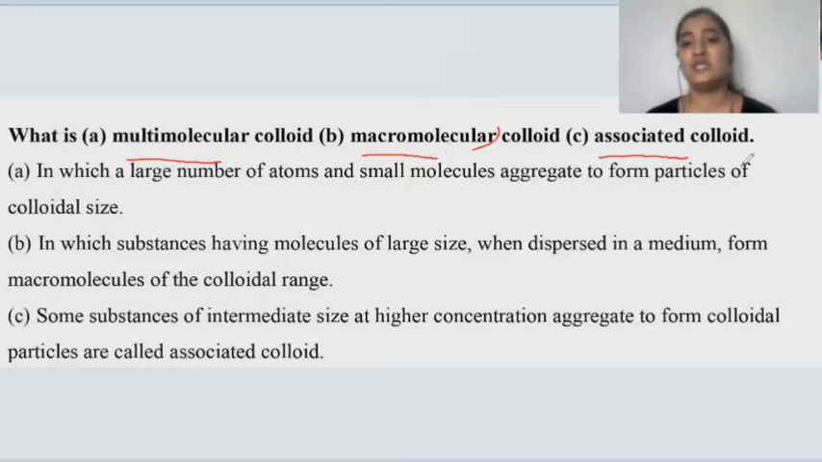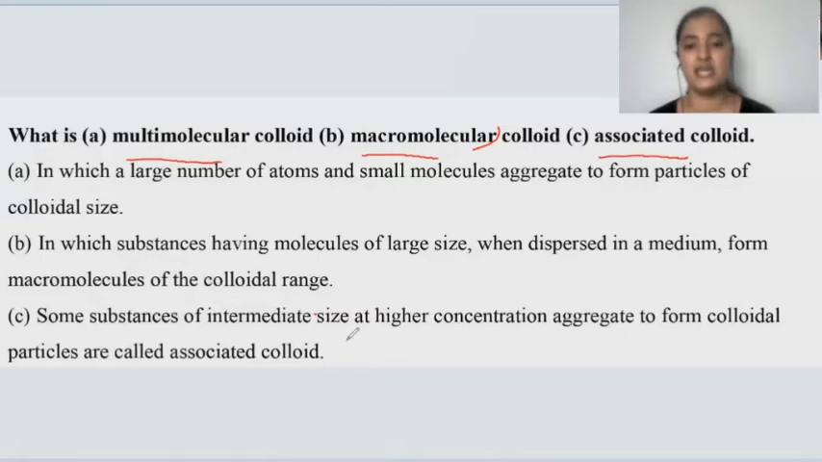Then what is the third type? That is associated colloids. What are associated colloids? Associated colloids are large number of particles having intermediate size. Intermediate size means they are not going to have either the small size or the biggest size. Their size will be between those. Their size lies in between small and big.